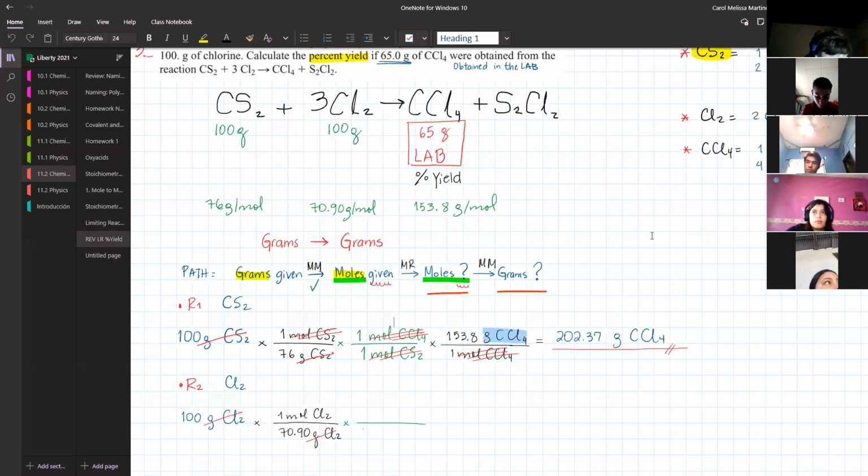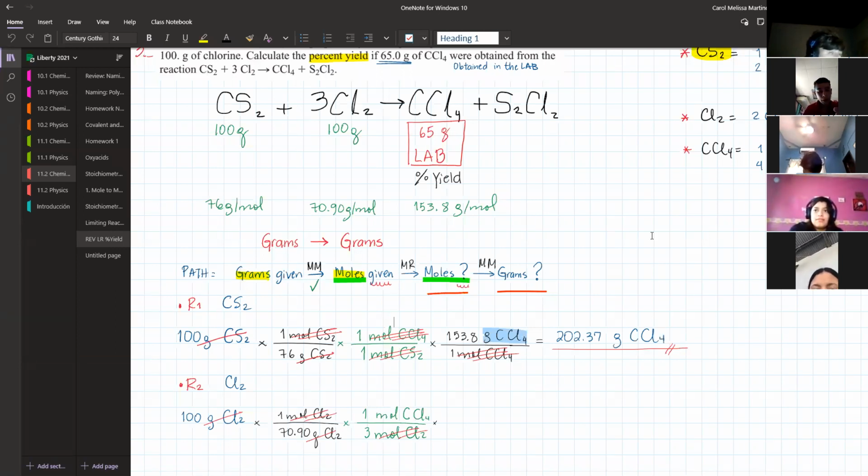3 moles of Cl2. Okay. And how many moles of carbon tetrachloride? 1. Invisible 1, okay? You don't see it, but it's there. So 1 mole of carbon tetrachloride. So here you cancel the same units and you continue.